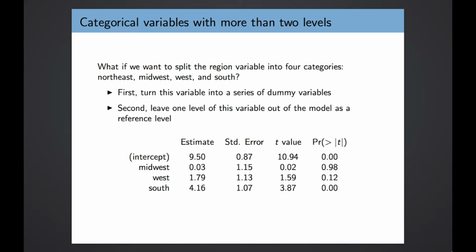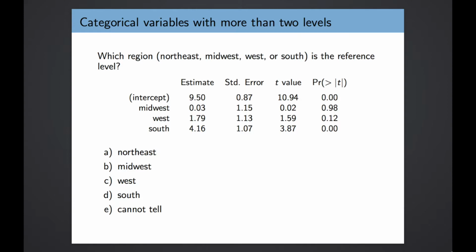But I'm still going to be able to learn something about the states in that reference category, which I'll talk about in just a second. So first, I've put all of these dummy variables into this model. Which of my region indicators have I left out? Which one is the reference level?